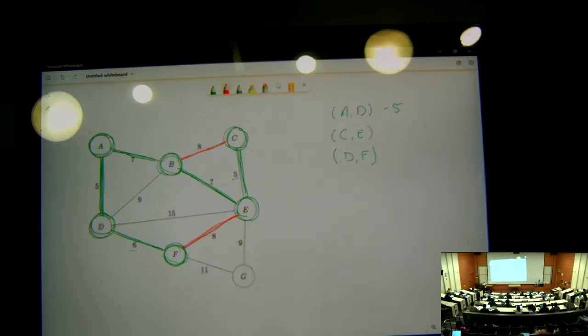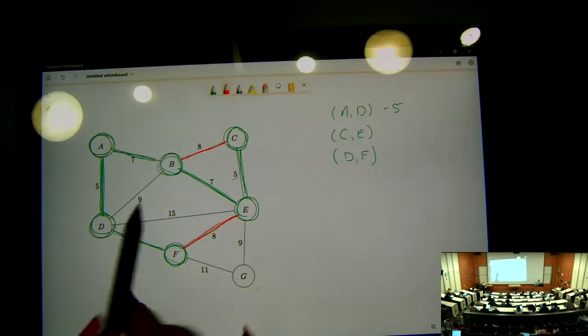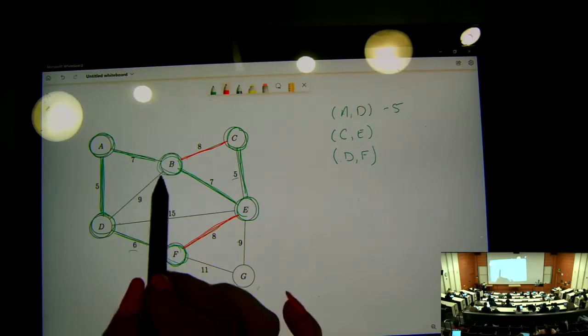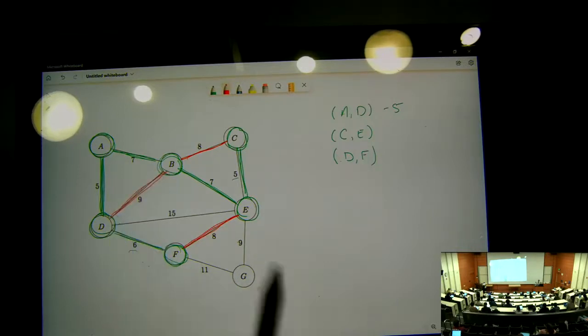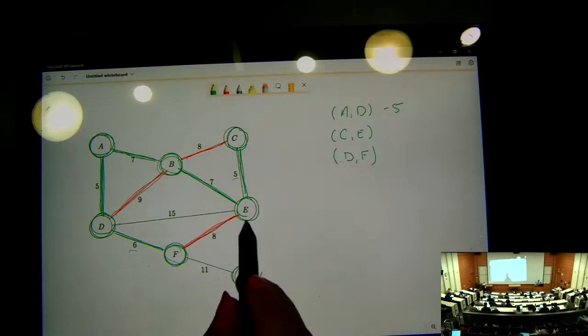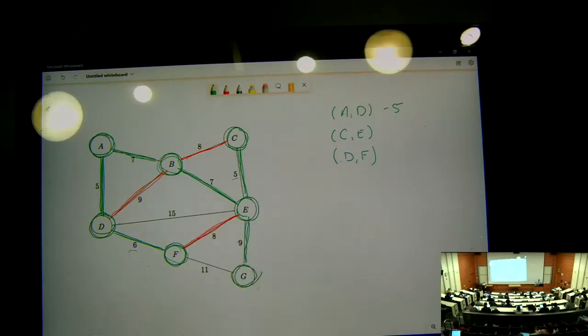Now that we've looked at those, we've got a couple of 9s. Let's start with this one. Do I want to include this 9 right here between B and D? No, those things are already connected. Now I look here. Do I want to include this 9 between E and G? Yes. Finally, G has joined the rest of its brethren. And there you go. The green lines now represent the MST.